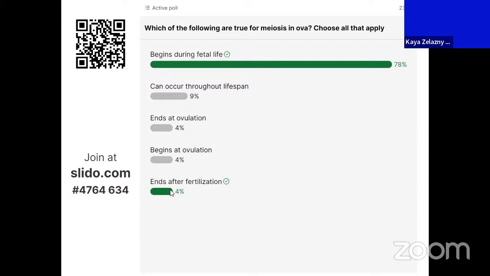The other thing that's true is this last one, ending after fertilization. So we have to come back out of meiotic arrest to resume meiosis and do that first part of division, that meiosis 1. And that's starting up right before ovulation. So ovulation then occurs, and we don't finish up with meiosis 2, that second phase of meiosis, until after fertilization. So both of those are actually true.